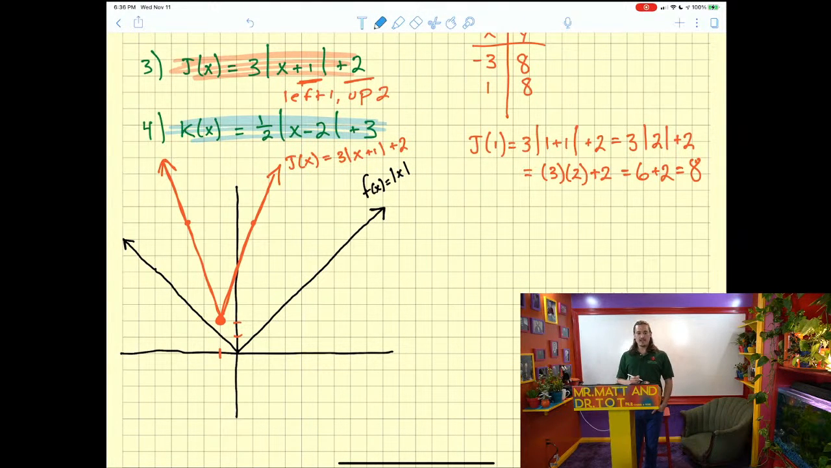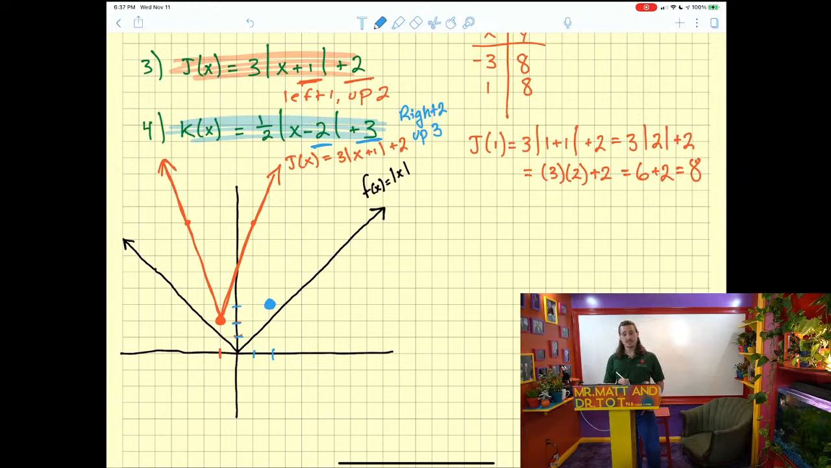I'm going to sketch k of x in blue. So I have an h value of -2 and a k value of +3. The h value of -2, normally that would mean left 2, but it's opposite common sense. So this is a shift right 2, up 3. So from the origin, 0, 0, I'm going to go right 2, up 3. So this is my new vertex.